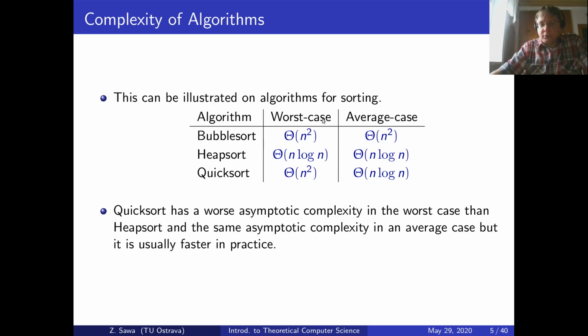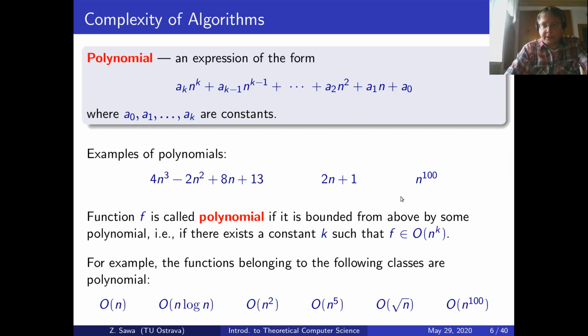So this was an illustration of some issues that could be connected with the use of asymptotic complexity, and just a warning that in practice the situation can often be more complicated than what is captured just by asymptotic complexity in the worst case or average case.